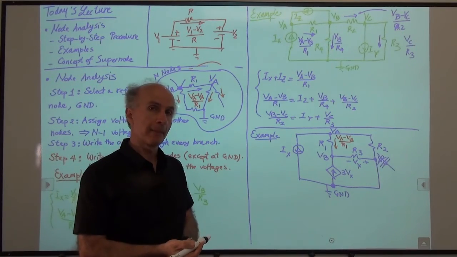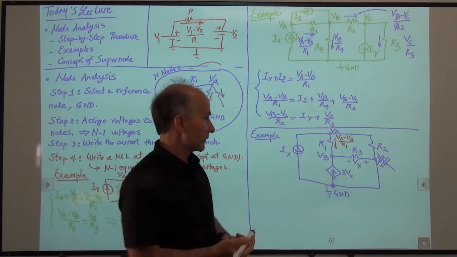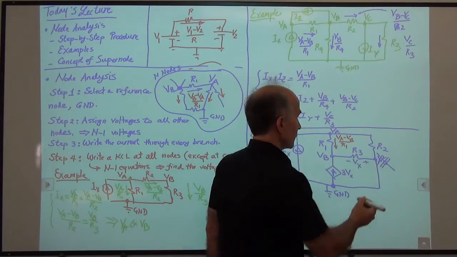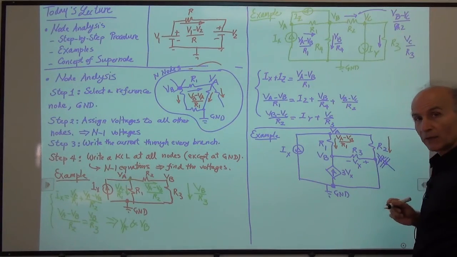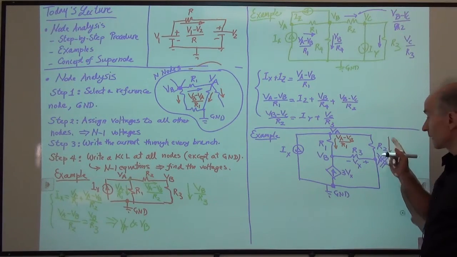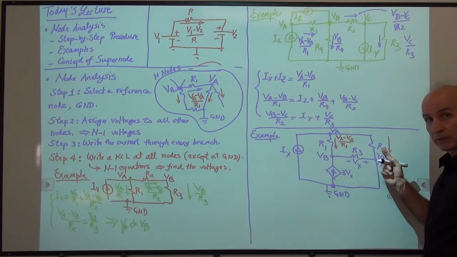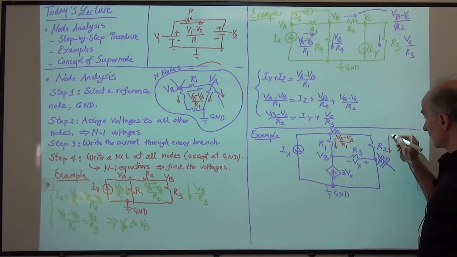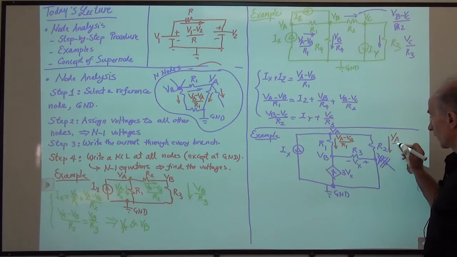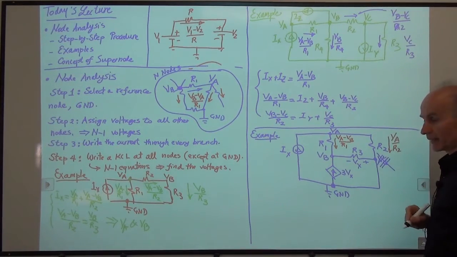All right. What other branches do we have? We have a branch here. So how much is the current through R2? Well, the current through R2 is given by this voltage minus this voltage divided by R2. This voltage is 0, it's the ground, so we have only VA. So we can say VA over R2. That's the current through R2.